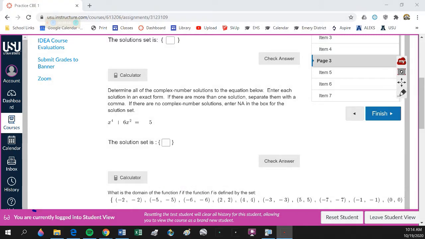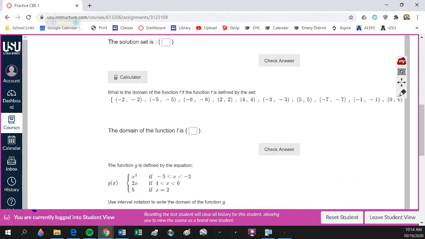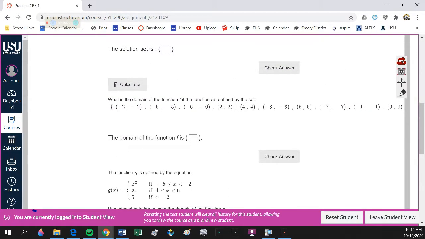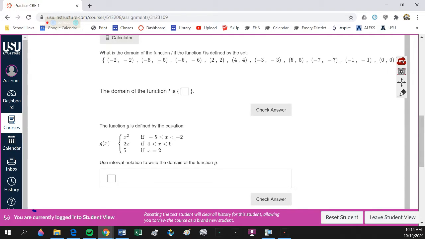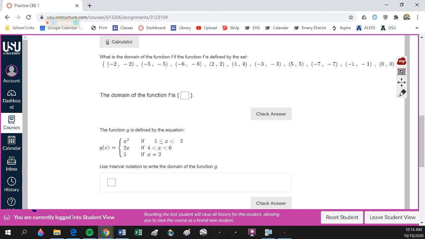All right. Last one. Okay, what is the domain of the function? The domain of the function is just going to be all of the x's. So -2, -5, -6, 2, 4, -3, 5, -7, -1, and 0. And if something happens more than once, you don't need to list it more than once. Okay.